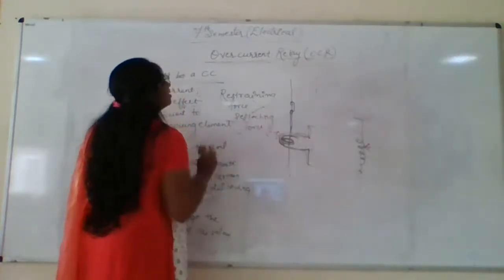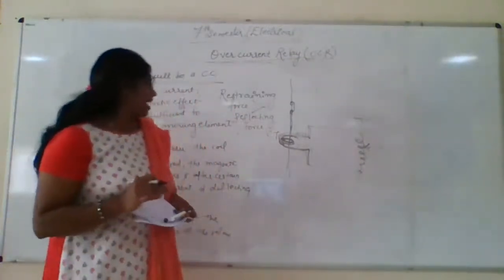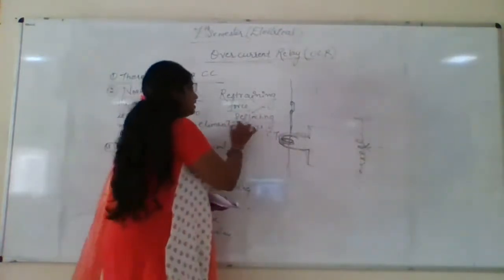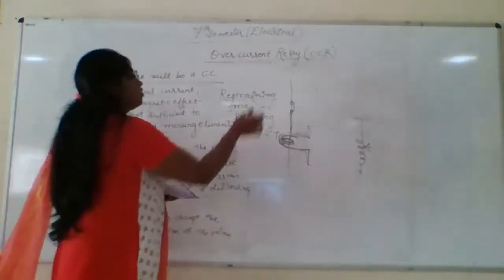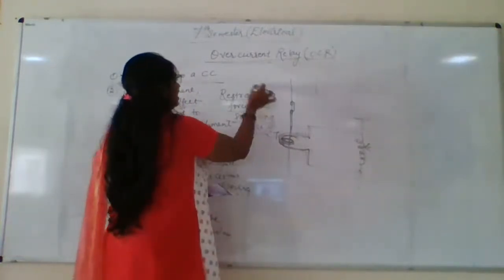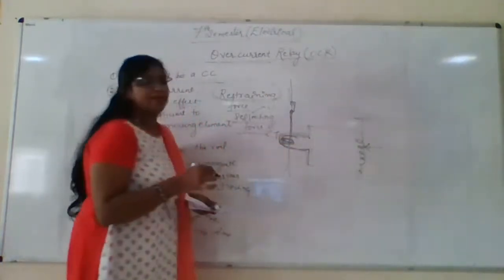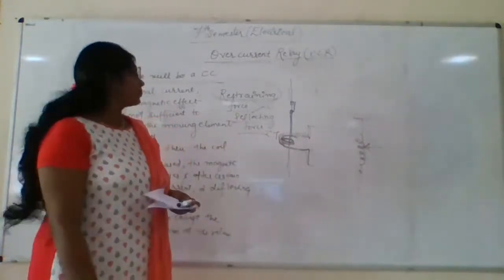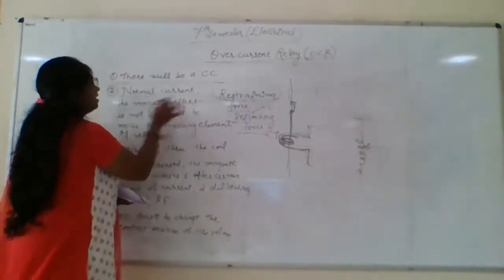Point to be noted. When the normal condition persists, at that time the restraining force is much greater than the deflecting force. That means there will be a stable operation and the moving system of the relay won't get operated. Fine. In that case, the continuity of the supply is maintained, since the restraining force is much greater than the deflecting force. So this is the normal operating current.